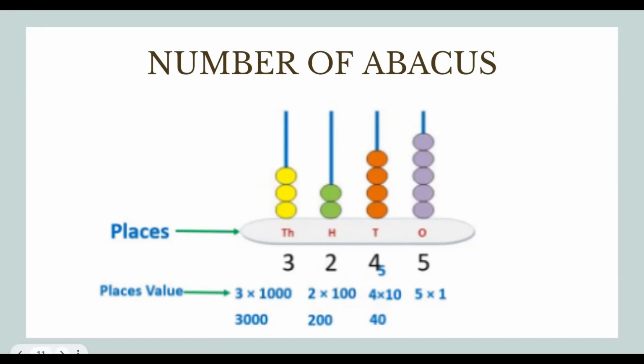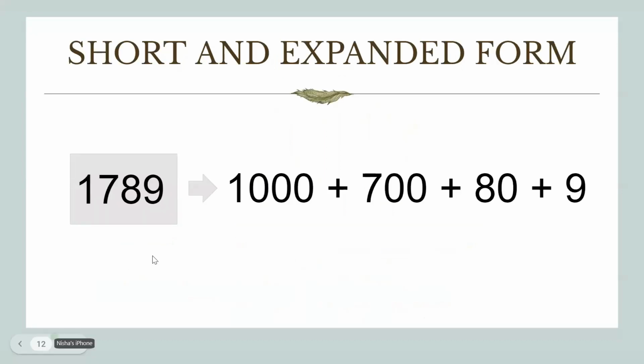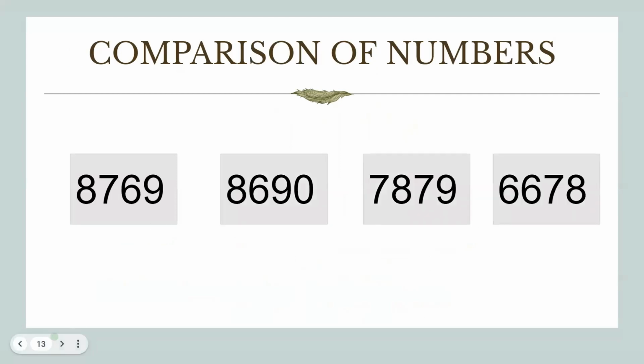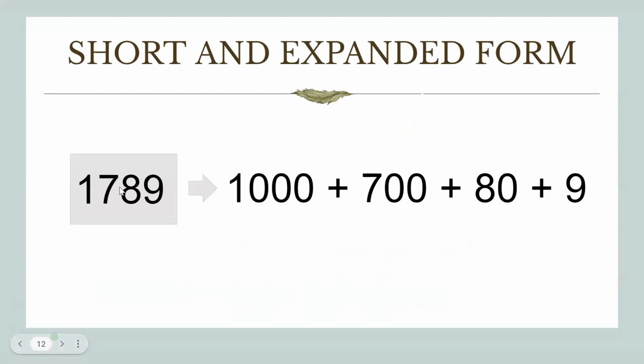Yes, so we are done with the abacus. 3,200 multiplied by 100 equals 320,000. Expanded form now. Short form and expanded form. I will tell you the short form first, then I will ask you the question also.